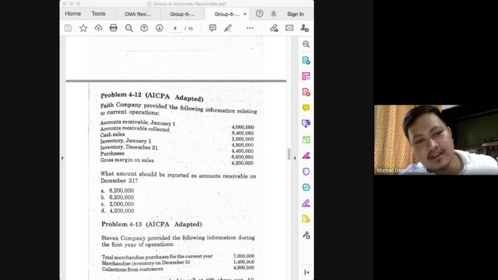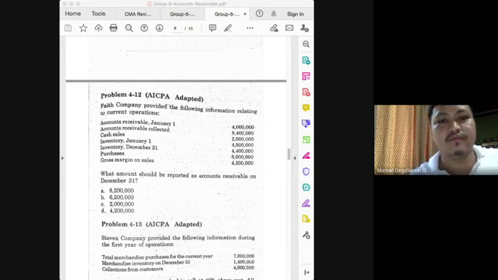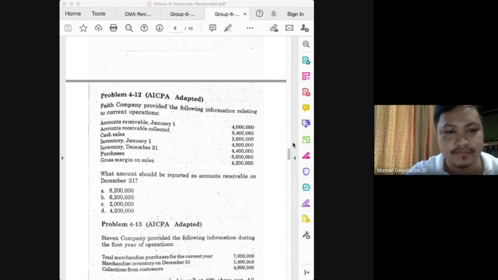Okay, it's the credit sales that was very lengthy to solve. So 4 million beginning accounts receivable plus 10,600,000 would give us total debits in the amount of 14,600,000, and then deduct collection of 8,400,000. That should give us 6,200,000. So the answer in 4-12 would be Bravo.